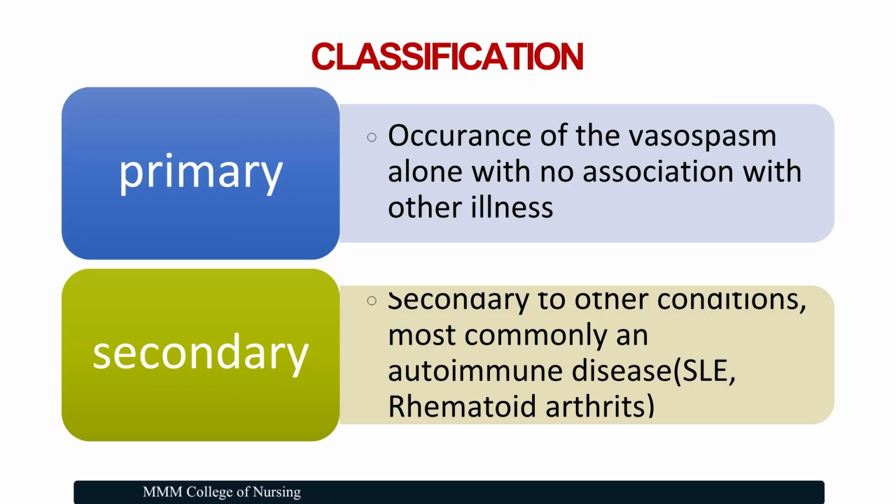Next we'll move into the classification. There are two types, primary and secondary. Primary means no underlying disease. The vessels are just hypersensitive on their own. Milder, more common, mostly affects younger women. And secondary Raynaud's means an underlying condition is causing the problem. Less common but more serious. More severe attacks and more complications. So primary means no cause, secondary means something bigger is behind it.